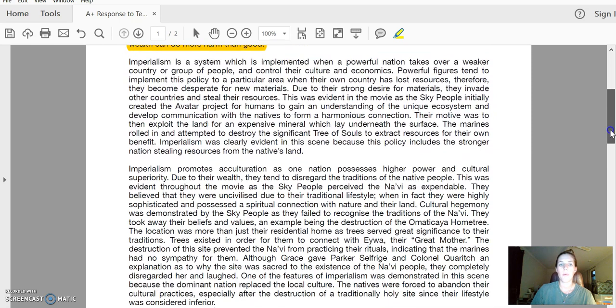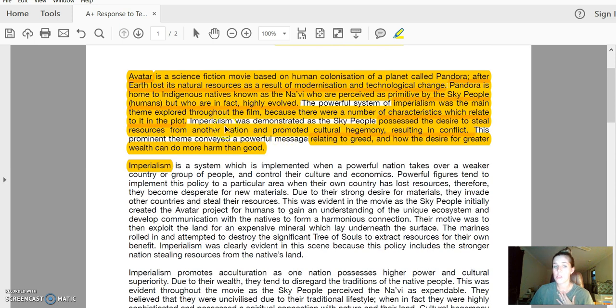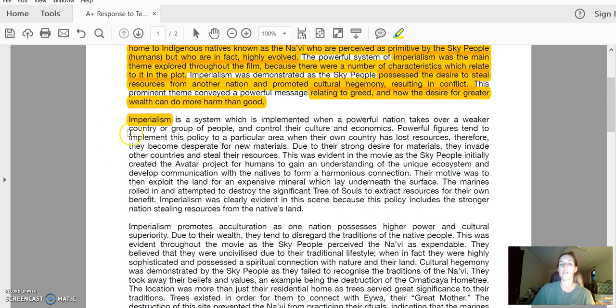Let's have a look at her paragraph body number 1. She's obviously going to be talking about imperialism. It is a system which is implemented when a powerful nation takes over a weaker country or group of people and control their culture and economics. Now that sounds very similar to a definition. Up here, she introduced that she was going to talk about imperialism, but she didn't explain what it was about because she wanted to dedicate a whole paragraph to imperialism. She's had to give a definition because it's not a commonly assumed topic that someone should know about. So she's provided a definition, which continues into here.